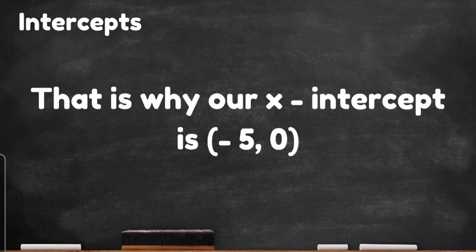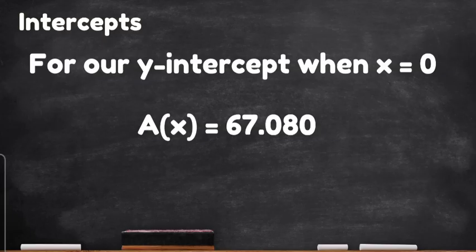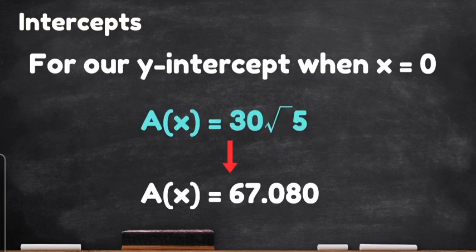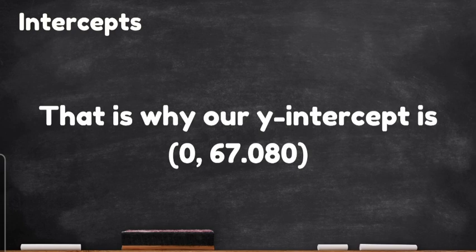For our y-intercept, when x is equal to 0, the government provides initial funding of about $67.080. And this $67.080 is our y, which is the square root of 5 multiplied by 30. That is why our y-intercept is (0, 67.080).